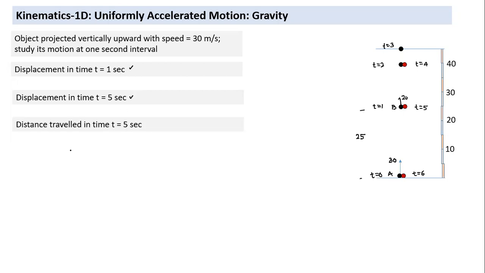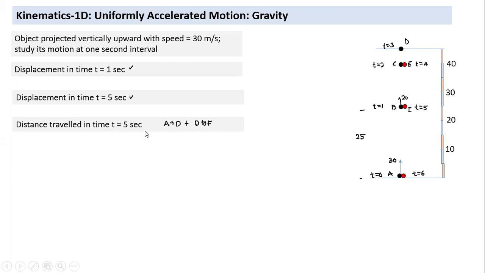But now I ask, what is the distance traveled in 5 seconds? Distance traveled in 5 seconds is not 25 meters, because to know distance traveled, you have to take the path length. So how it has moved, you calculate distance traveled in 5 seconds, which will be equal to A to B, C, D, E, F. So can we write the distance traveled in terms of these alphabets? Distance traveled will be equal to A to D plus D to F. Okay, that's the distance traveled.